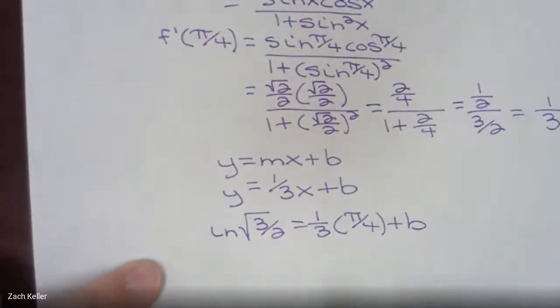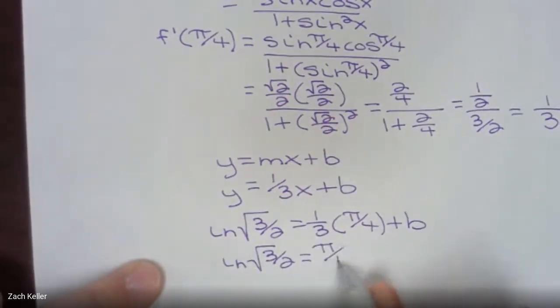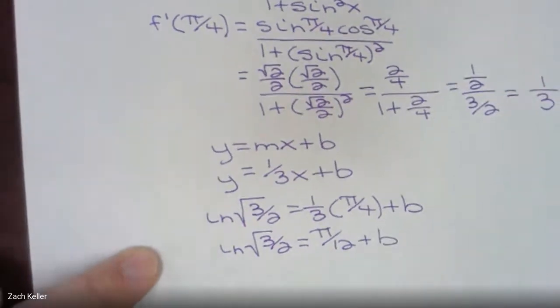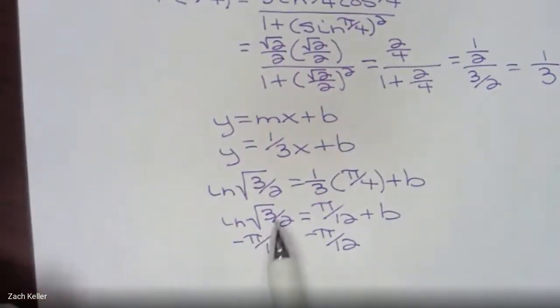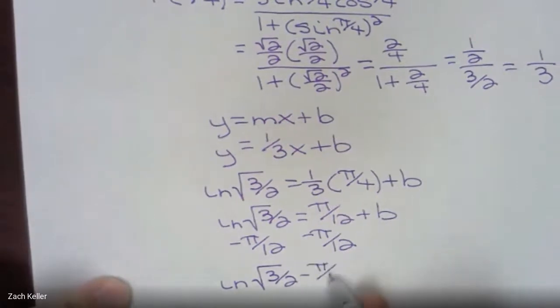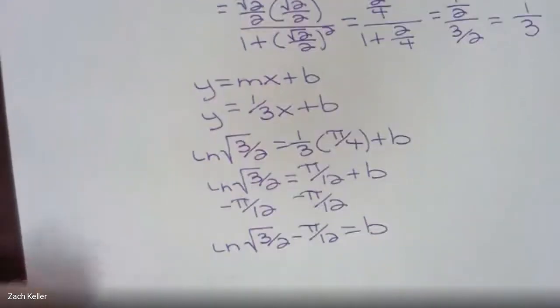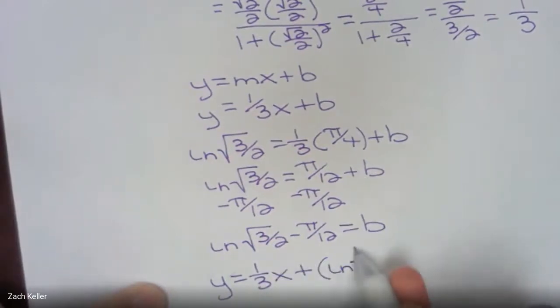And it's not going to look nice. Your answer, pi over 12 plus b. Subtract pi over 12. Remember, ln of the square root of 3 over 2 and pi over 12 are just numbers, but instead of getting decimals, you would just write it like this. Again, it doesn't look nice. Normally we're used to just getting a number for the y-intercept. This is technically a number, even though it looks weird. So then my equation would be y equals 1/3 x plus this whole thing as your y-intercept.